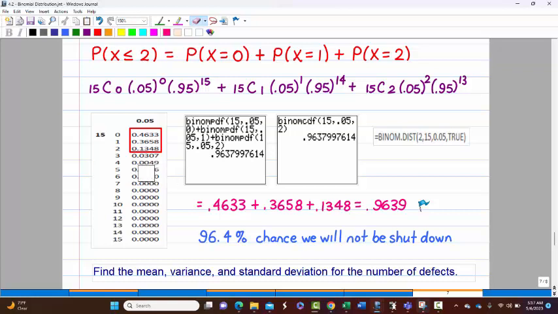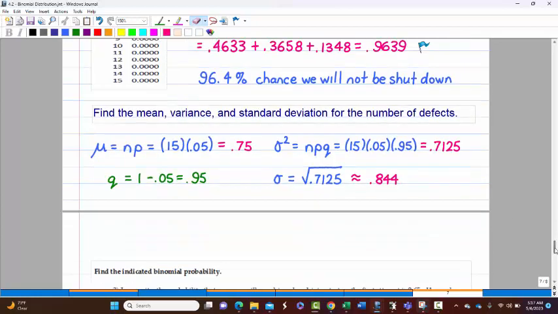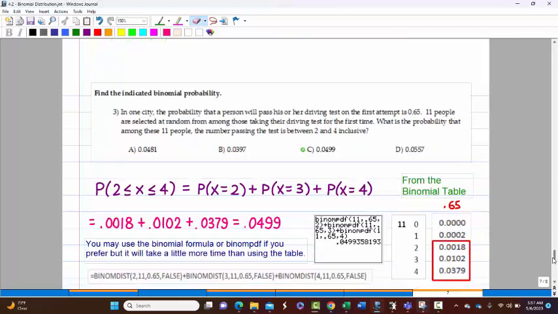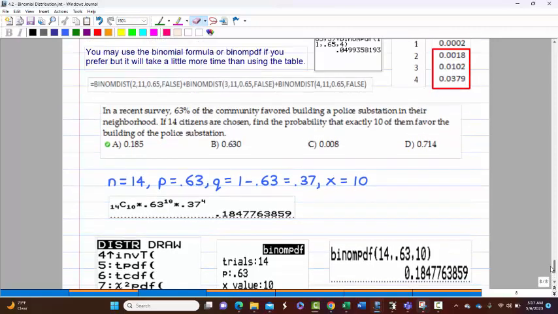If I had shown more decimal places and added, it would have matched, but it's still correct. And here's the binom dist. If you use true, that's the same as your CDF here. So 2, 15, 0.05, true. The probability, I just rounded to 0.964. So in terms of percentages, we have a 96.4% chance that we will not be shut down. So that's pretty good. And here's the mean, variance, standard deviation. That's easy enough. I don't know. I'll leave these 2 in here.